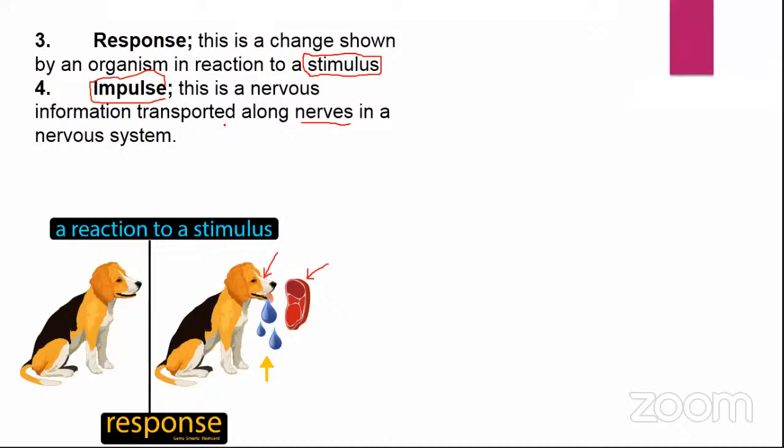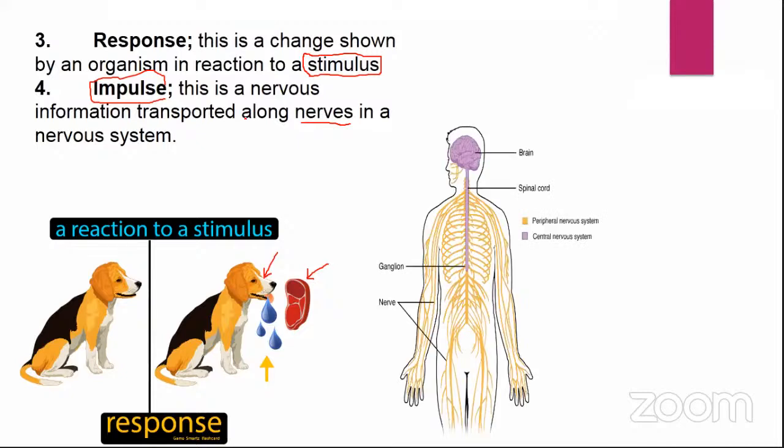So impulses are just nervous information. This is how the nerves normally communicate. Now, our bodies normally have nerves in every part of our bodies. They are nerves, nerve cells.